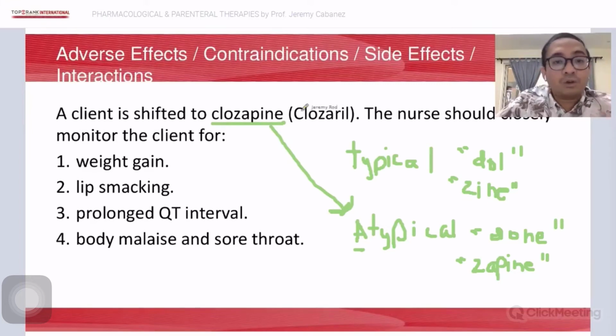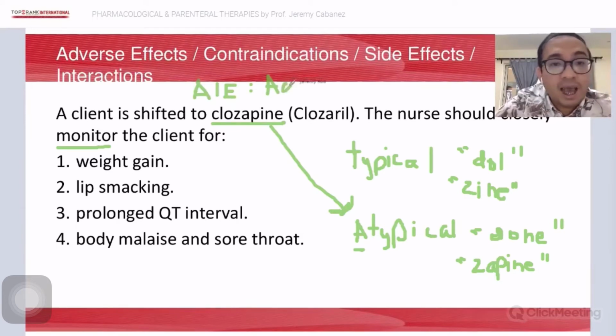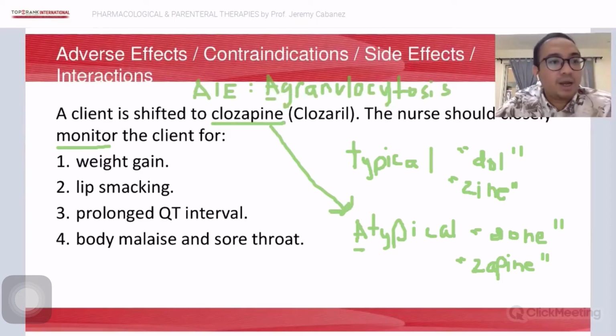Okay, now your question is all about closely monitor. What should you monitor? Of course, in atypical antipsychotic, specifically in your clozapine, you will monitor its adverse effect. Okay, tell me, what is the adverse effect related to clozapine? The correct answer, starting with letter A. Anong sagot mo? Starting with letter A, ang tawag dyan is agranulocytosis. Tatandaan, ano daw ang adverse effect related to the use of clozapine? Agranulocytosis.